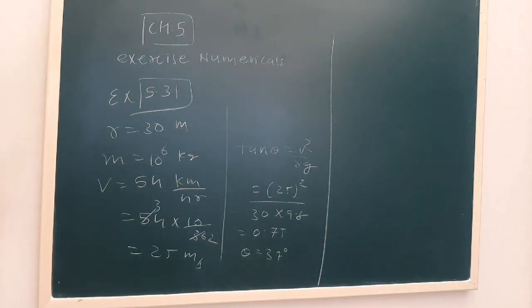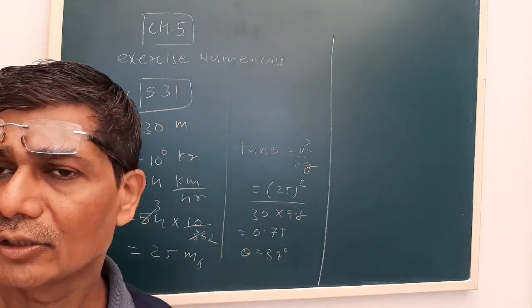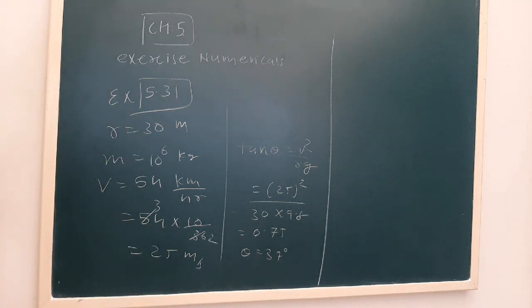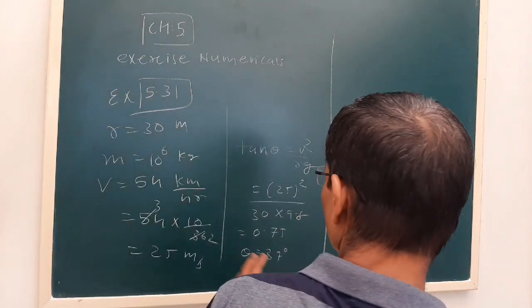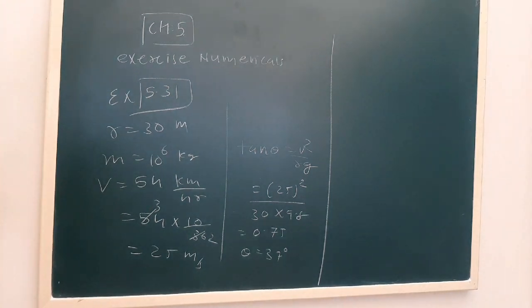Here again, the centripetal force is equal to the friction force, and by comparing the components of the force, we can derive the equation that we have done last time. Now next is exercise sum number.